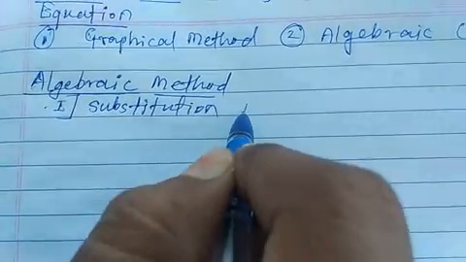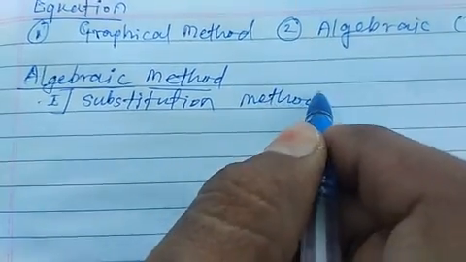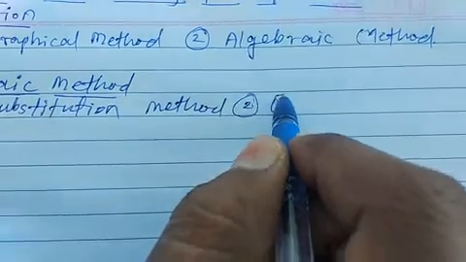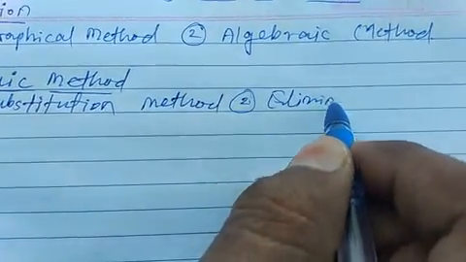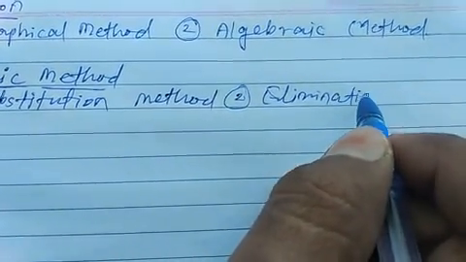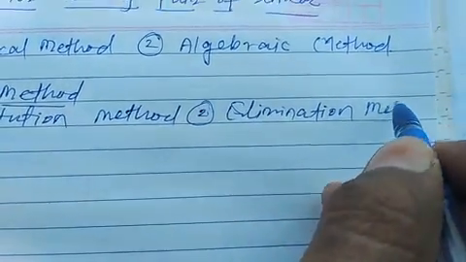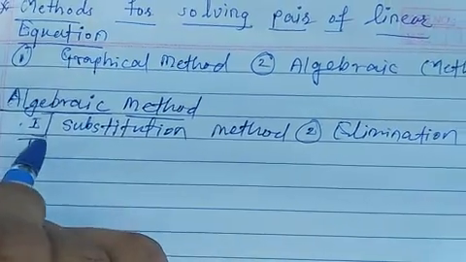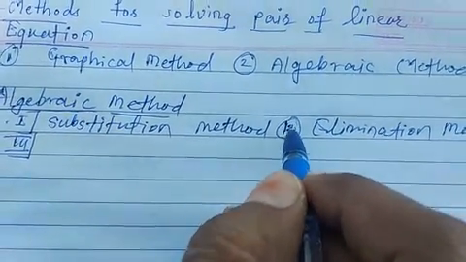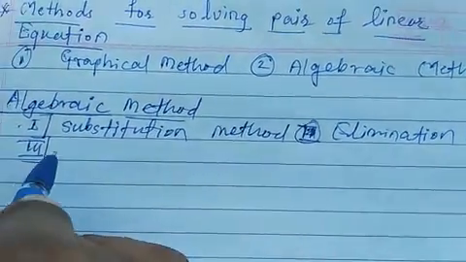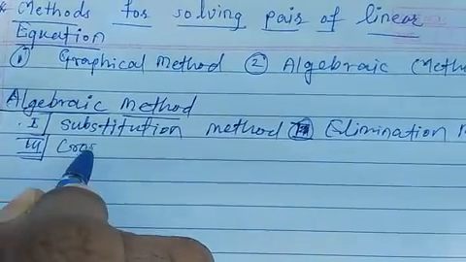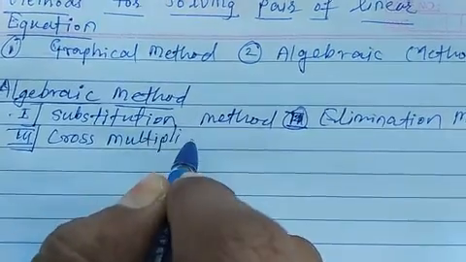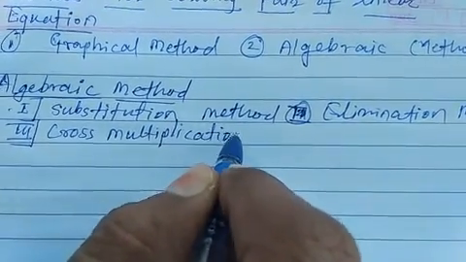First method is the substitution method. Second method is the elimination method, whereas the third method is the cross multiplication method.